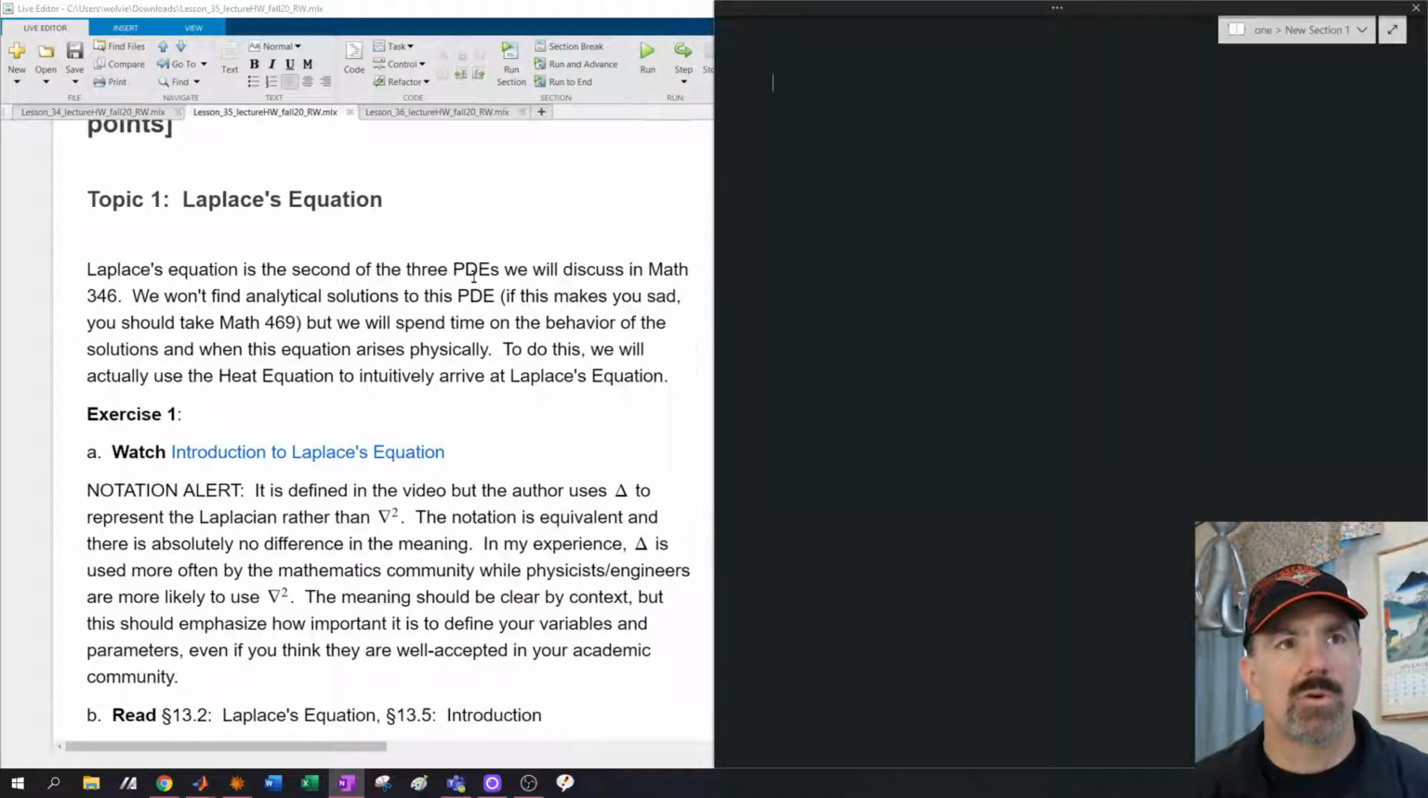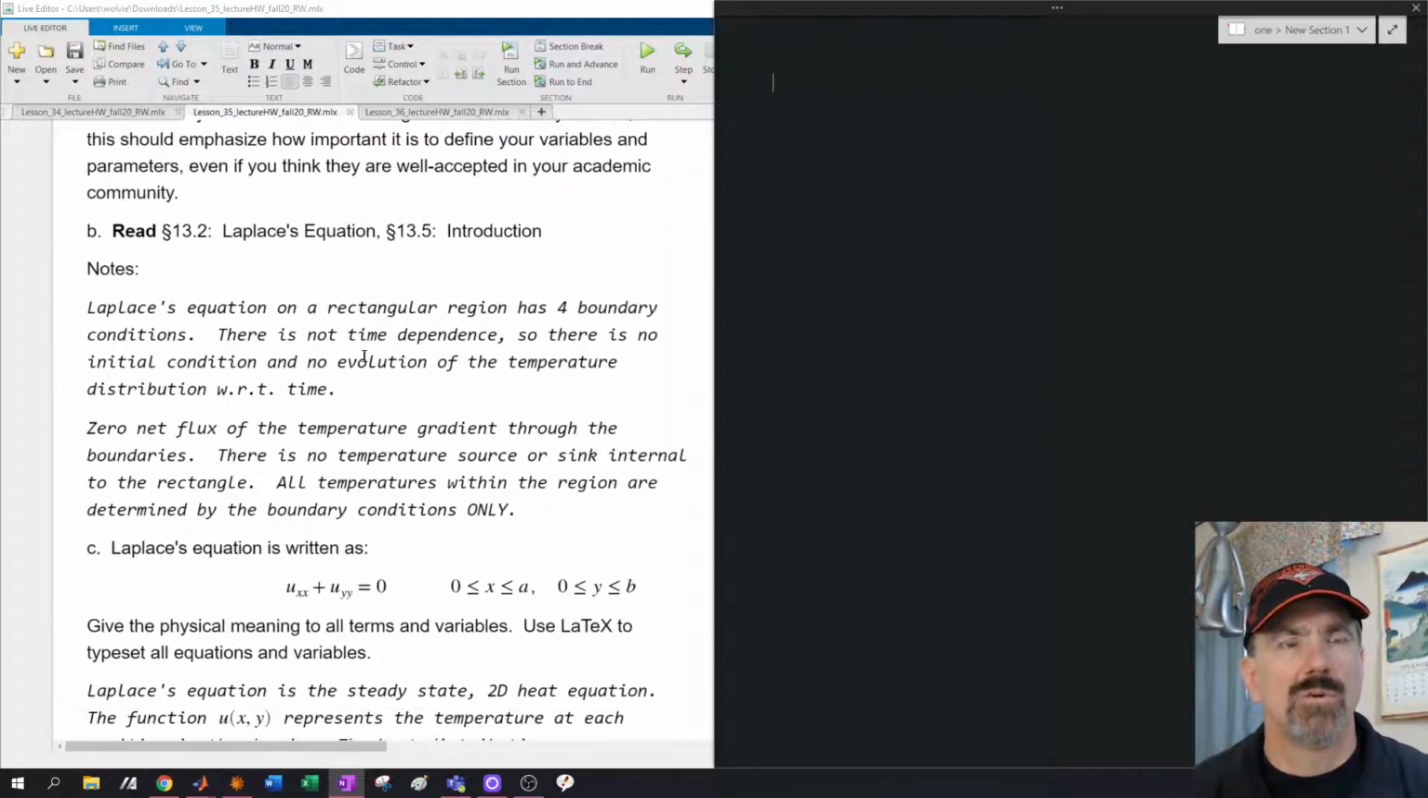Starting with Laplace's equation, there was an introductory video here that talked a little bit about what Laplace's equation is. I'm actually going to read my notes. Laplace's equation on a rectangular region has four boundary conditions, so it is a two-dimensional equation. There is no time dependence, so it's only a spatial equation. And in general, the temperature function is a function of x and y. So we don't have any initial conditions, we only have the boundary conditions.